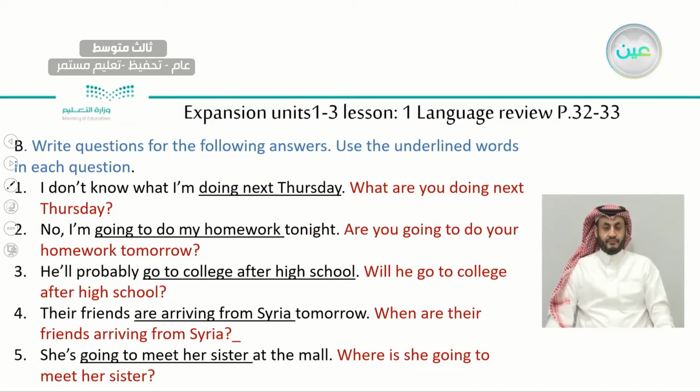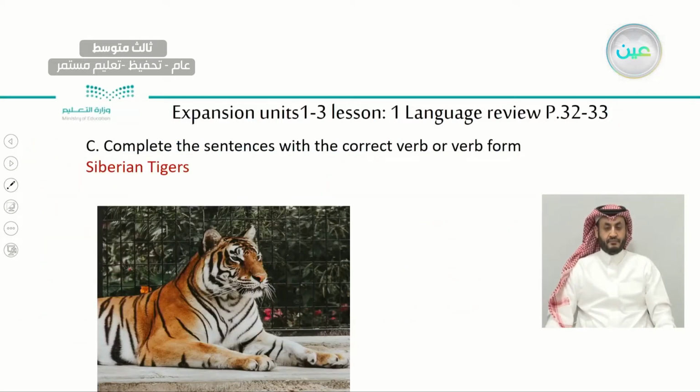Okay? Number 3, he will probably, so will, we use it for the future. So how can we use will? Will he go to college after high school? Number 4, their friends are arriving. The question is, when are their friends arriving from Syria? Number 5, where is she going to meet her sister? These are the questions, okay?